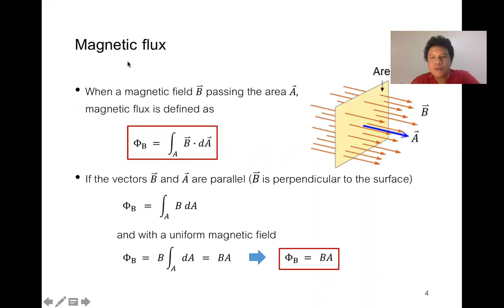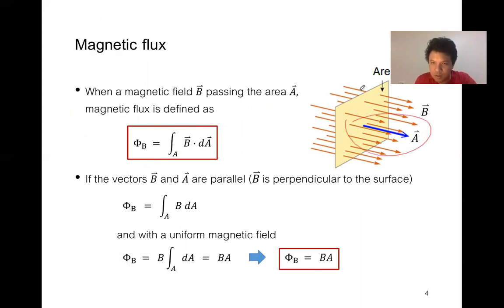Magnetic flux. The definition of magnetic flux relates the magnetic field and the area. Magnetic flux is defined when a magnetic field is passing through the area A, and we define the magnetic flux as the integral of B dot dA, where A is defined by a vector that is proportional to the surface.